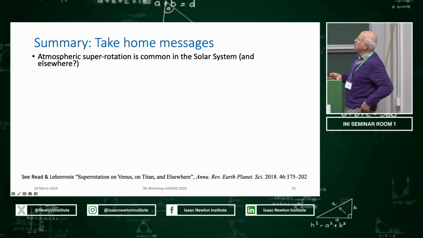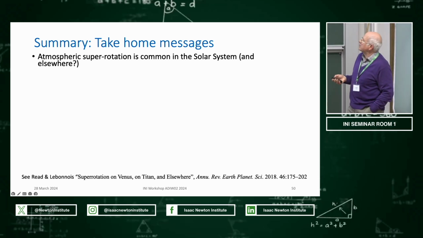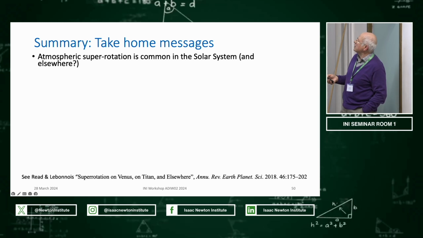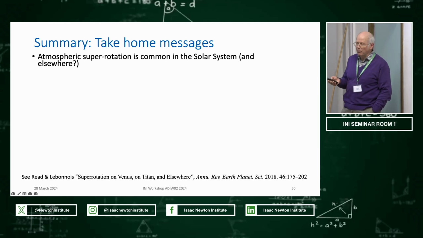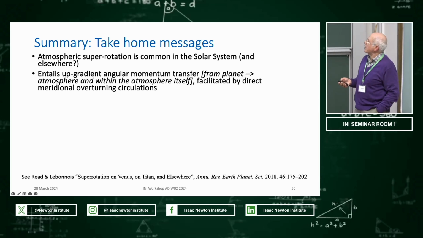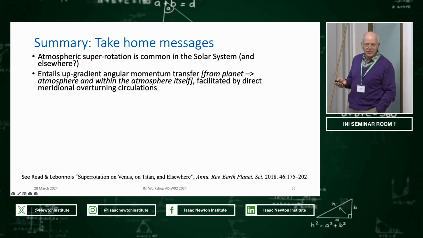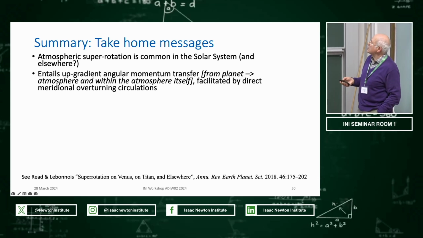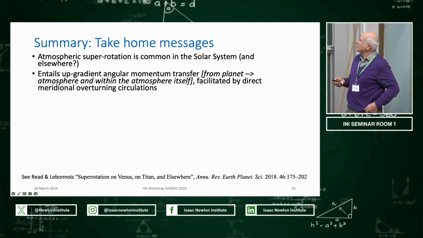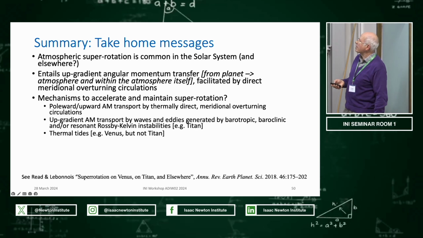So I'll switch to my take-home messages. What I hope I've convinced you is that atmospheric superrotation is a common observation in solar system planets, and probably elsewhere as well. And it does entail upgradient angular momentum transfer, both from the planet to the atmosphere and within the atmosphere itself. They're two separate aspects. And this is all facilitated by the transport that's obtained by the thermally direct meridional overturning circulations.